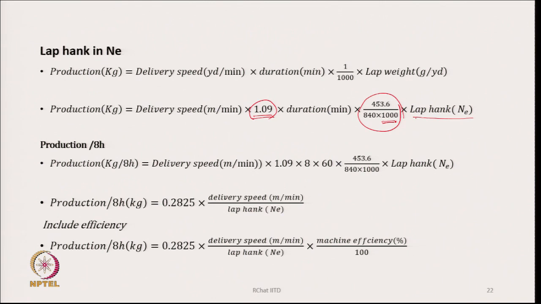production in kg. Now, if I want for 8 hours, duration changes. So, I bring in 8 into 60, the rest remains the same, and that gives you a constant figure of 0.2825. So, production in 8 hours in terms of kg is going to be 0.2825 into delivery speed in meters per minute by lap hank in Ne. If I want to include efficiency, I multiply by the efficiency factor, that gives you the production.